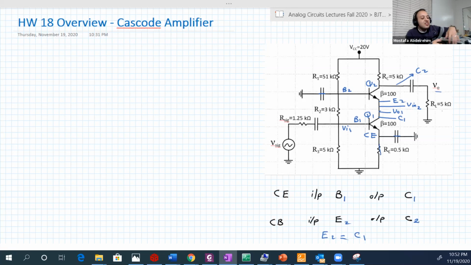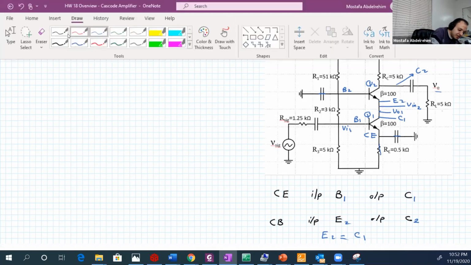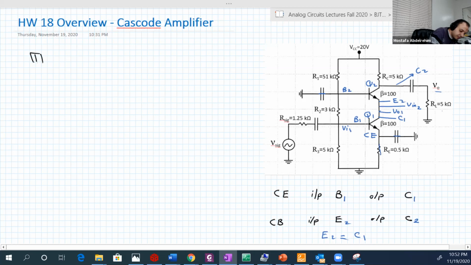But before that, let's examine how to solve this circuit in DC, how to get the Q point. So some instructions for the DC analysis. Number 1, the DC analysis.